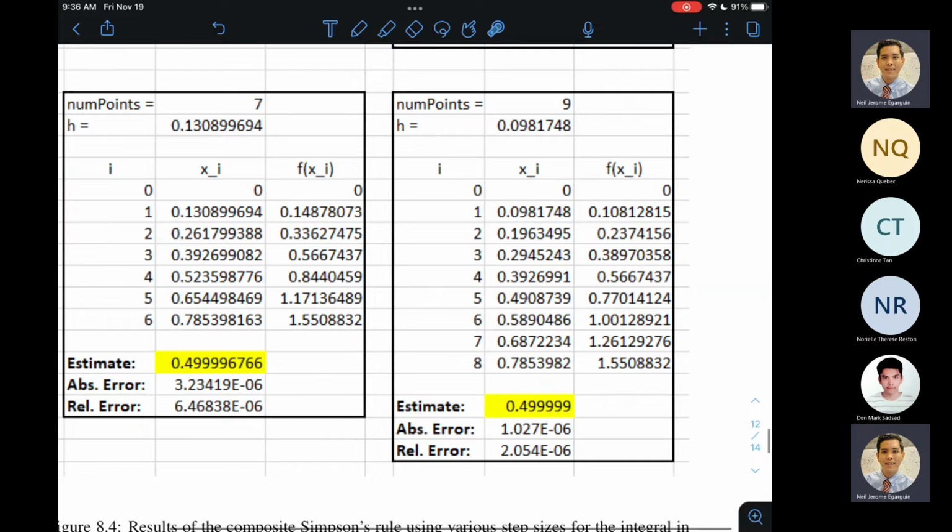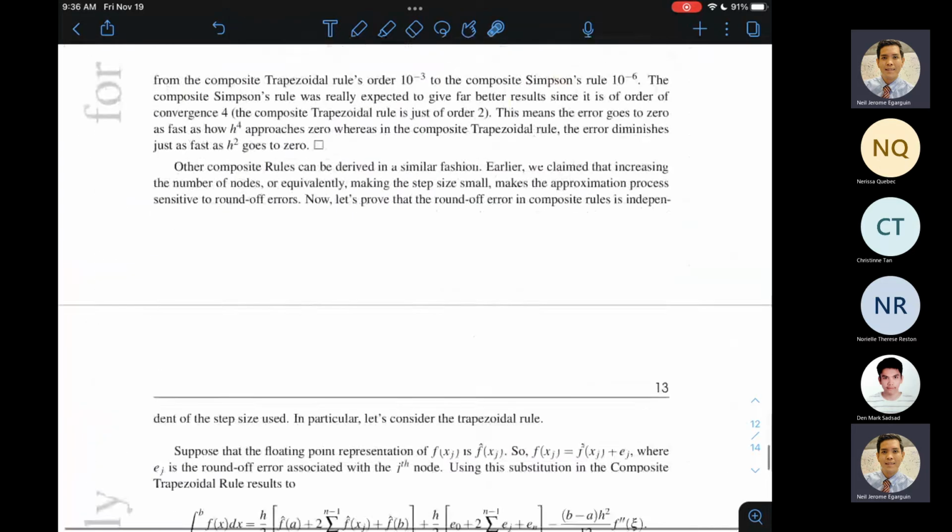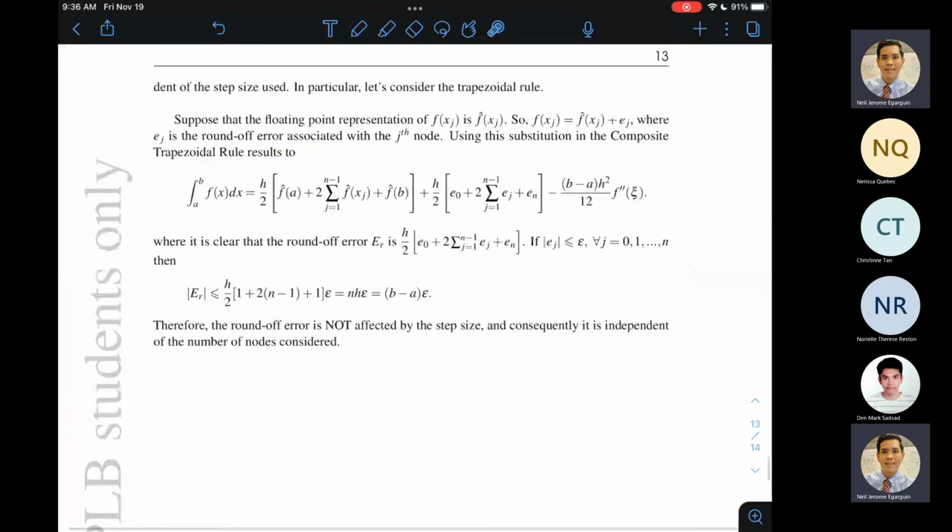Kasi kung babasahin nyo yung dulo nung handout, so I'll just leave it as a reading assignment now because I'm already 6 minutes late. Dismissal na, okay?